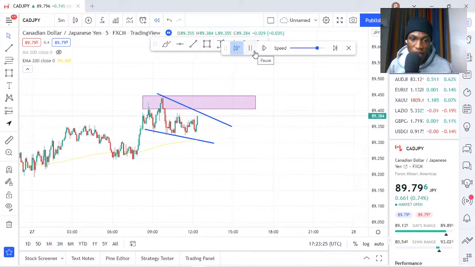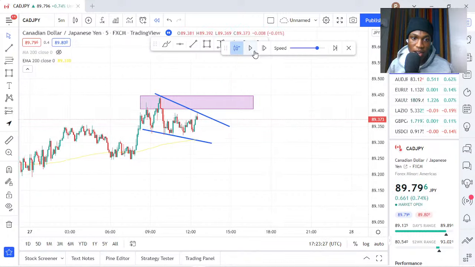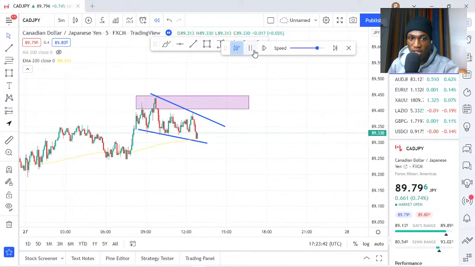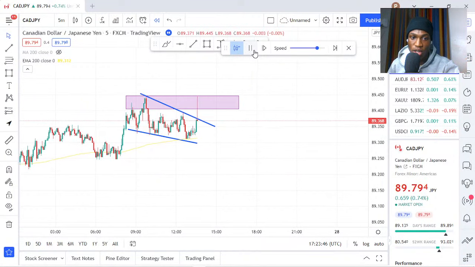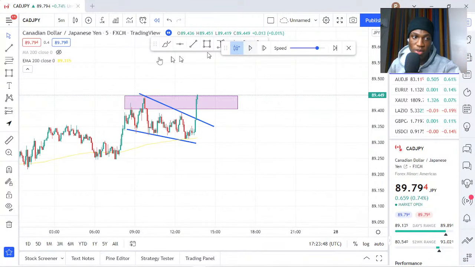So this is looking like a bullish flag pattern. Remember when my first idea about the market was a double top, right? It couldn't break the neckline, so I switched up ASAP. So I'm seeing a bullish flag pattern. All I'm waiting for is a breakout, boom, to the upside.